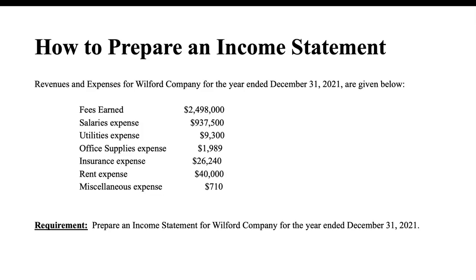So how we're going to prepare the income statement is we'll begin with the income statement formula, which is revenue minus expense equals net income or net loss. So we're going to start with fees earned as the only revenue we have, and then we're going to list all of the expense accounts. We're going to list those in the order of size. So we'll begin with salaries, next will be rent, then we'll have insurance, utilities, office supplies, and miscellaneous. And miscellaneous is generally always listed last, whether or not it is the smallest amount. So let's take a look at what that would look like.